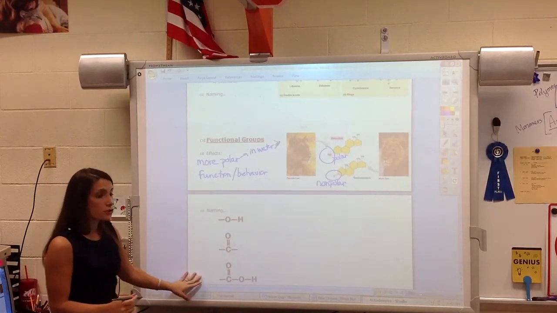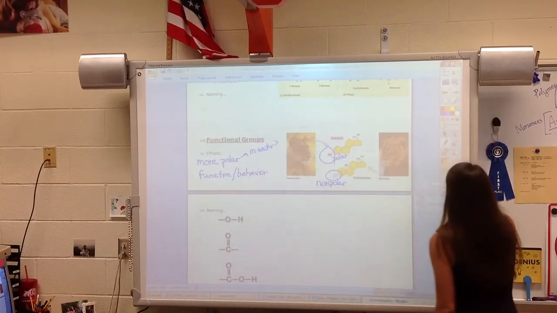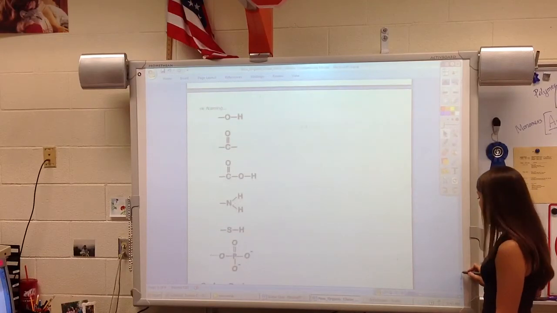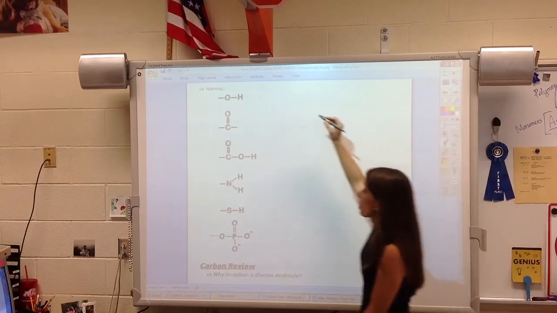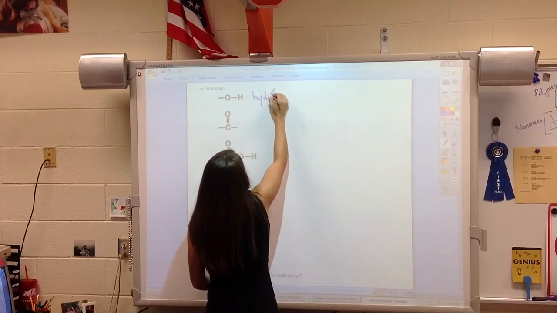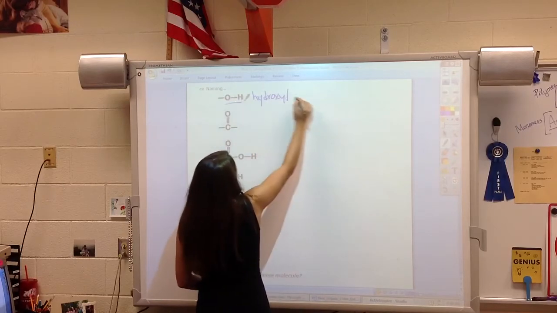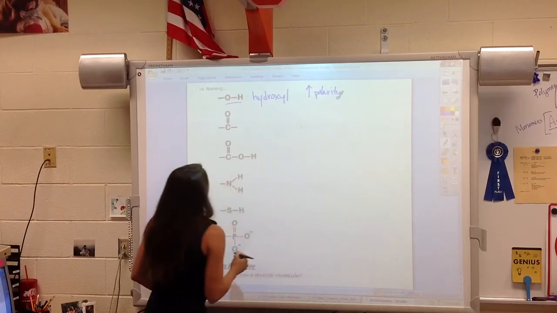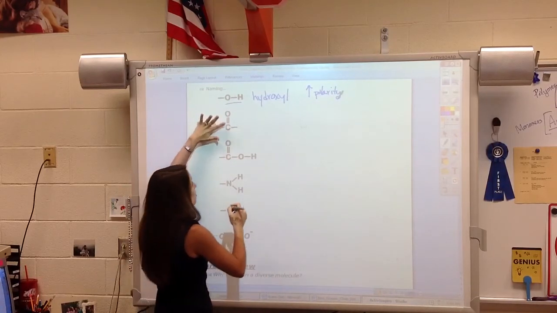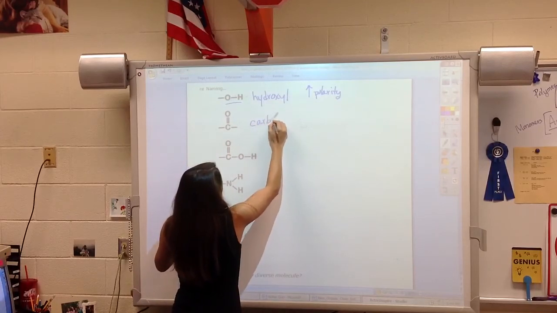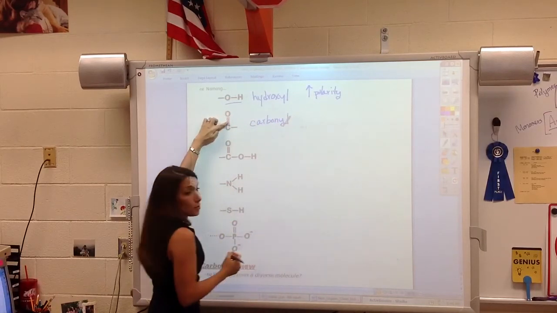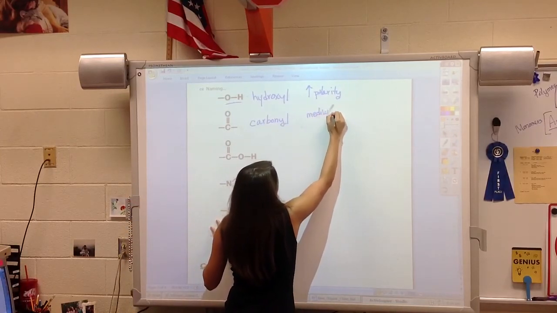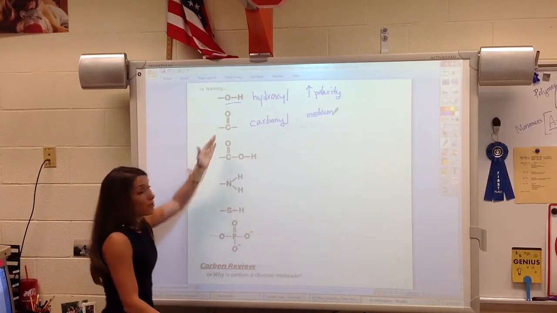So we have a couple functional groups that we need to learn. And the main thing is we need to learn the name as well as the properties of it. So this first one is called hydroxyl. And as you can see, we're going to have increased polarity. The next one is called a carbonyl. This is when we have an O double bonded to a C. We're going to have kind of medium polarity, not very high, but definitely more than if the oxygen weren't there at all.